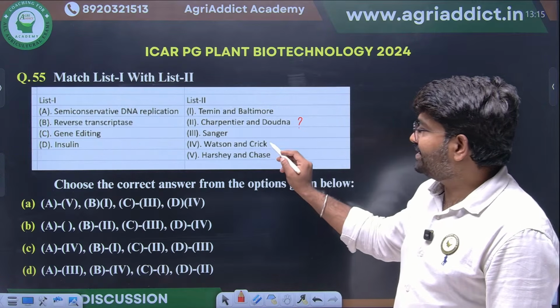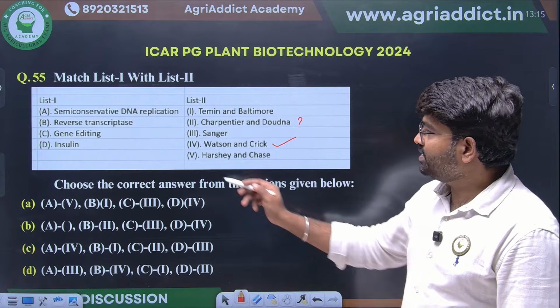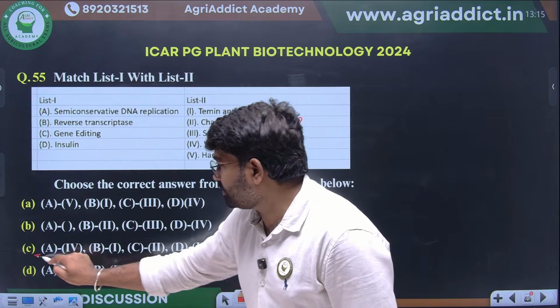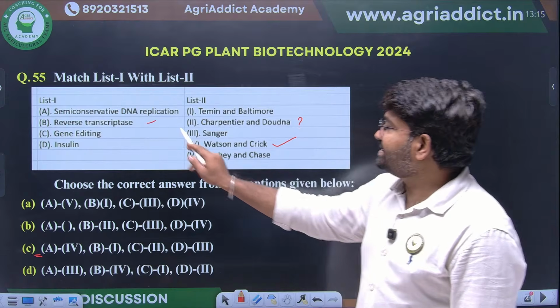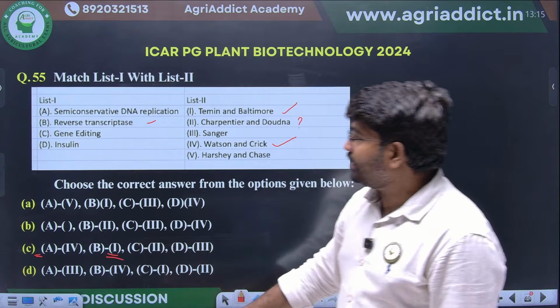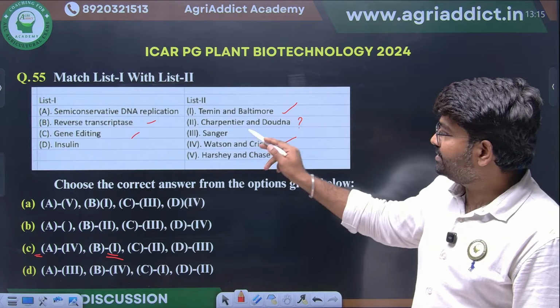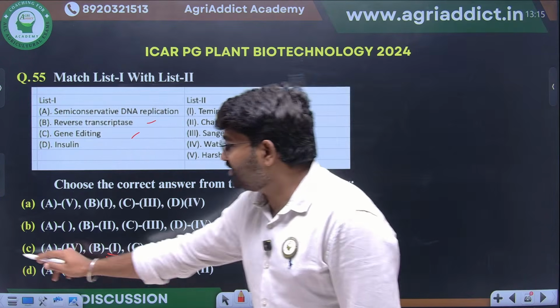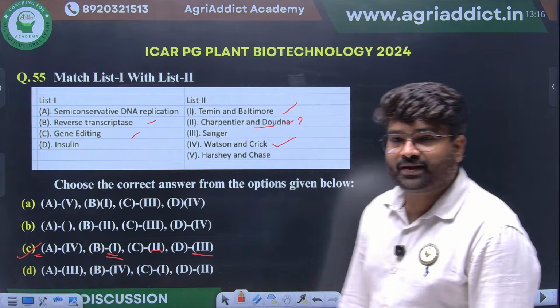Semi-conservative DNA replication, Watson and Crick. Yes, this we already know. So first will come 4. Reverse transcriptase, Temin and Baltimore. Yes, second will come 1. Gene editing, Charpentier and Doudna. This we have seen in our class. So the last option is this one. So option C will be the right option.